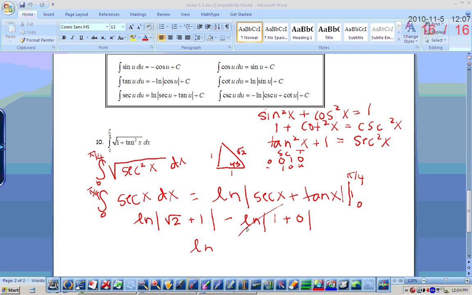Now, do I need the absolute values? No. Root 2 plus 1 is a positive number. If your argument is positive, you don't need the absolute values.